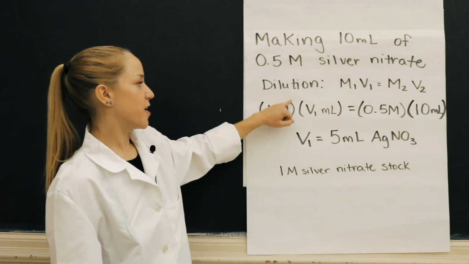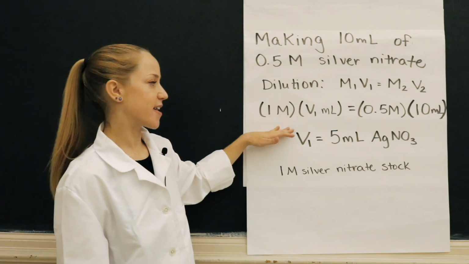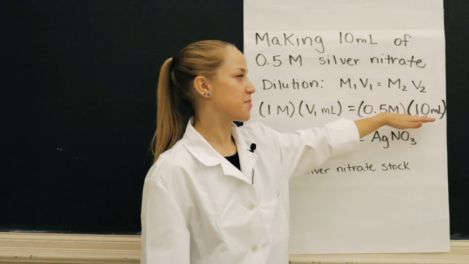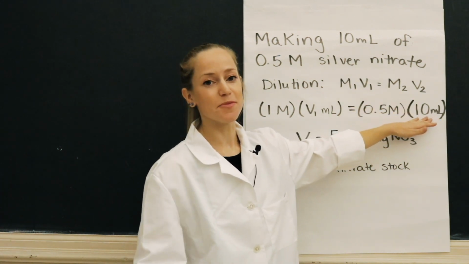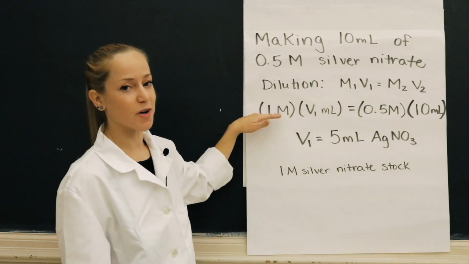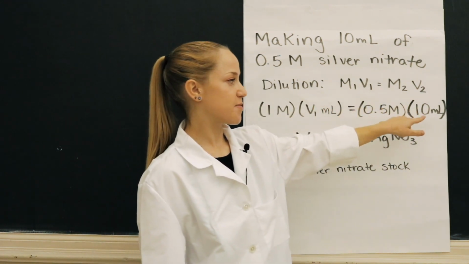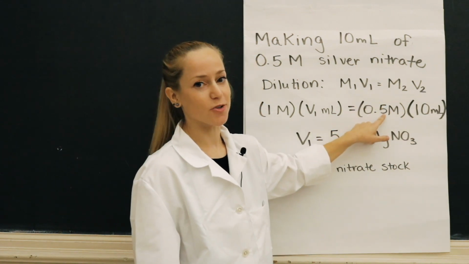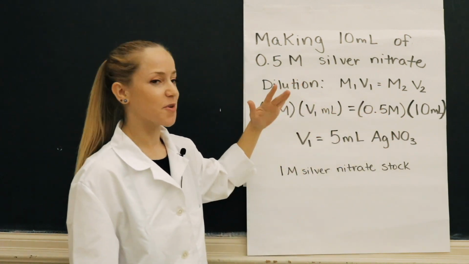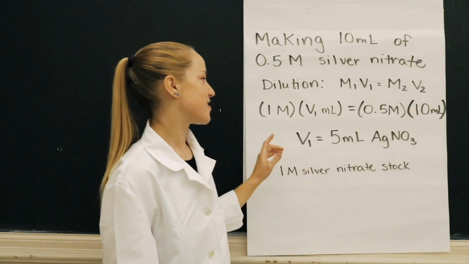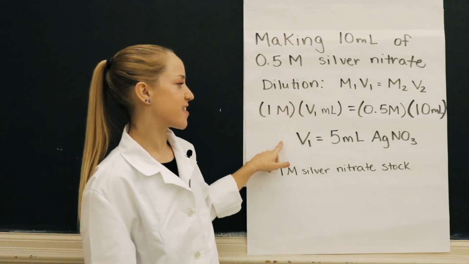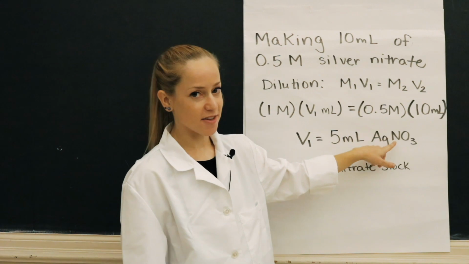We will have a 1 molar stock we ordered, and we want to make a 0.5 molar solution. Again, we want to make 10 mLs of it, just as an example, but this way you will adjust for your class. We don't know how much of our 1 molar stock we need to make 10 mLs of a 0.5 molar concentration, which we need for parts A and B of the lab. So what we're going to do is multiply these, and divide by 1 to get this volume of silver nitrate. That is going to be 5 milliliters of silver nitrate.